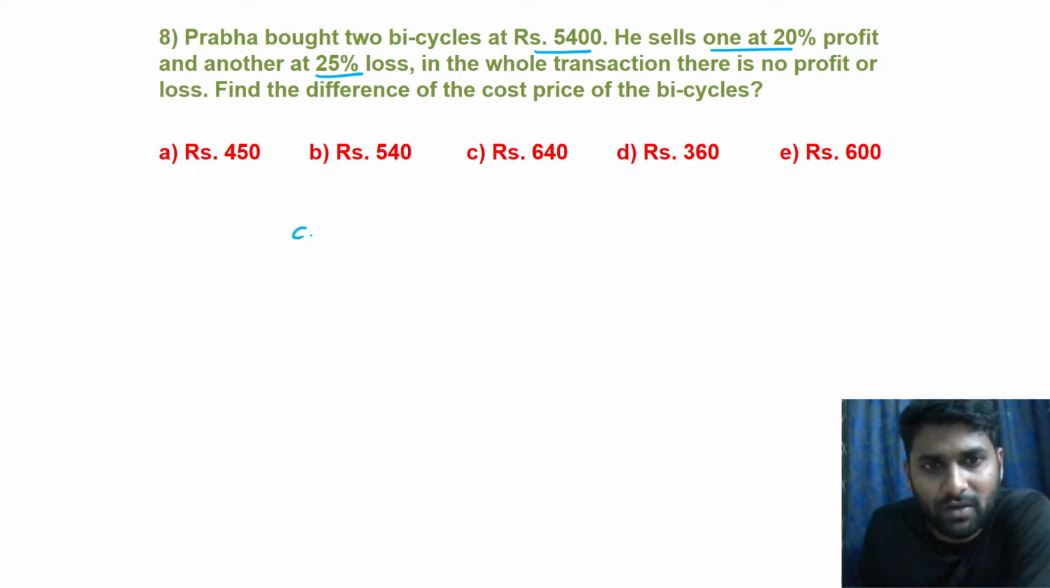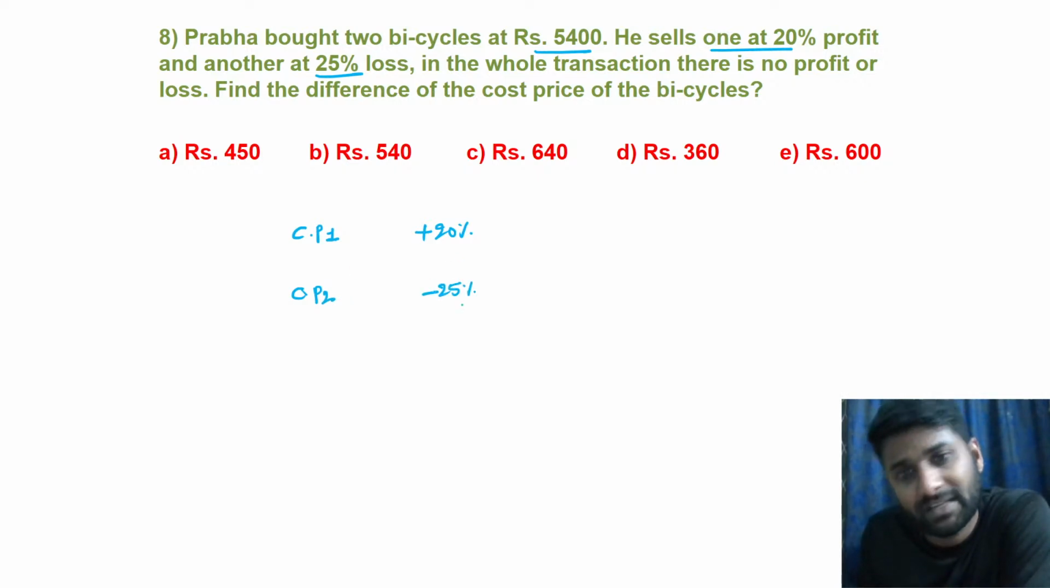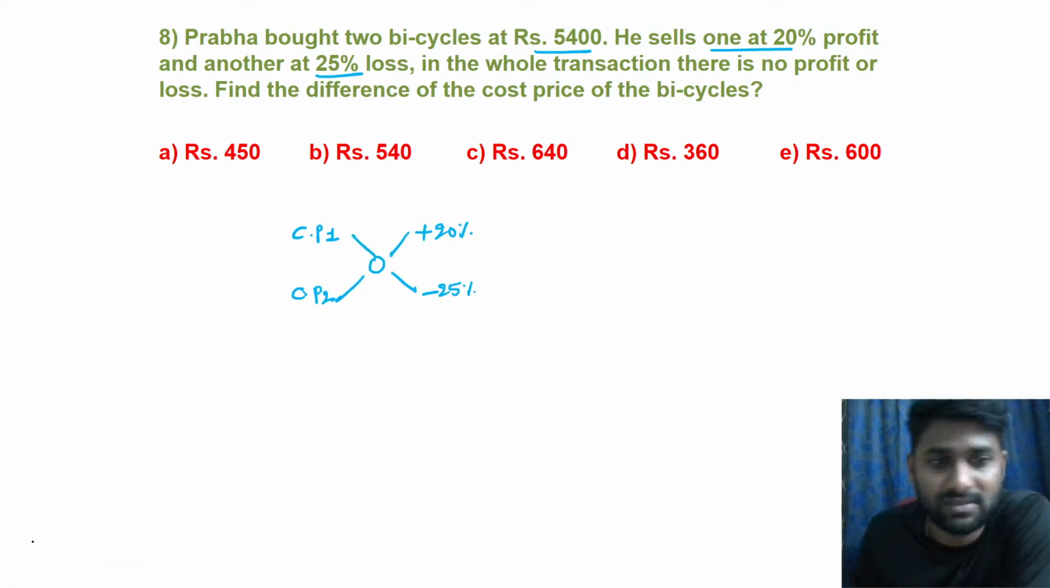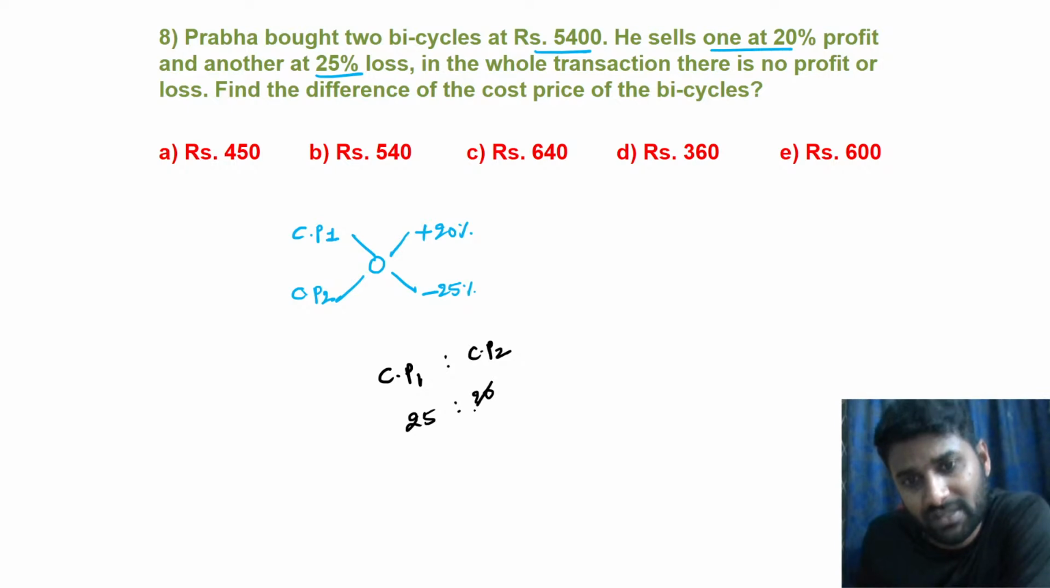See, here the cost price is CP1. If we sell that, we get a profit of 20%. We don't know the cost price of the second cycle, but if you sell that, the person gets a loss of 25%. But the overall transaction is no loss, no profit. So he gets the same amount, the purchasing price and selling price are the same. Now the respective ratio of CP1 to CP2 is exactly equal to 25 to 20. You can understand that the ratio is 5 to 4.